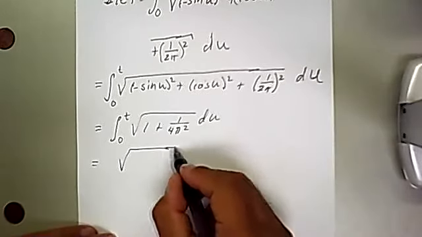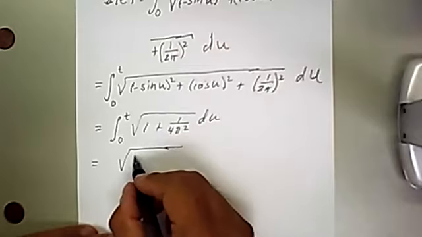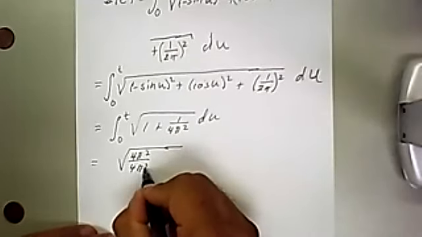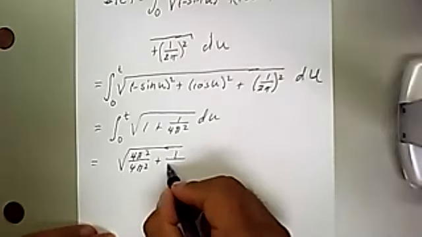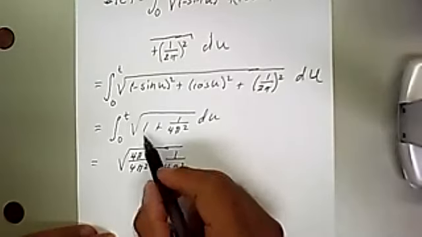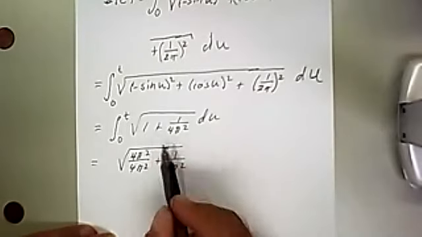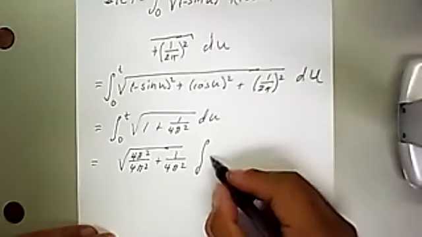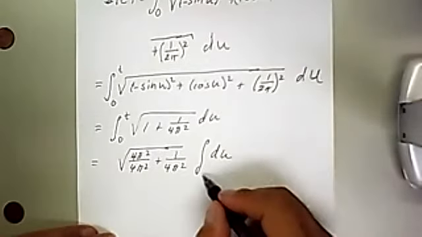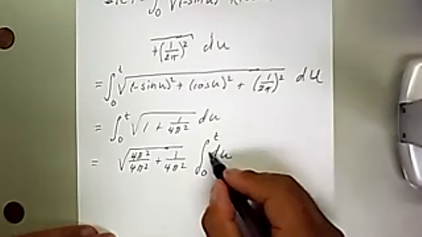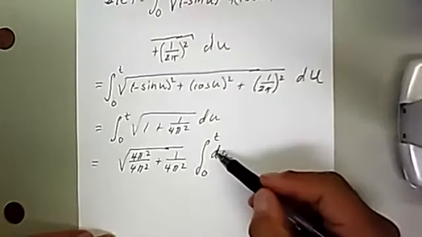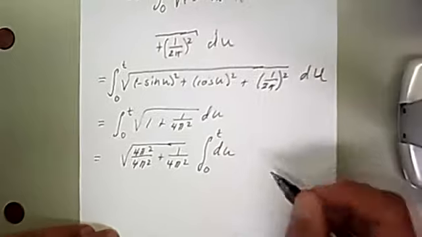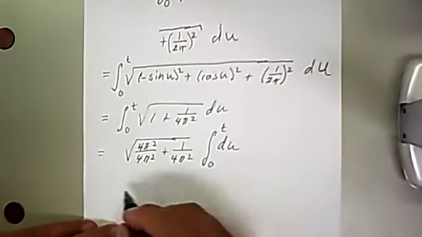As I factor this out, let me rewrite the 1 as 4 pi squared over 4 pi squared, so we can add those fractions together. I'm just rewriting the 1 down here, and I'm taking this out of the root. So we have just du from 0 to t, and we're just integrating 1. Integrating 1 just gives us u, and then we're going to plug in t. I don't want to dwell too much on that.